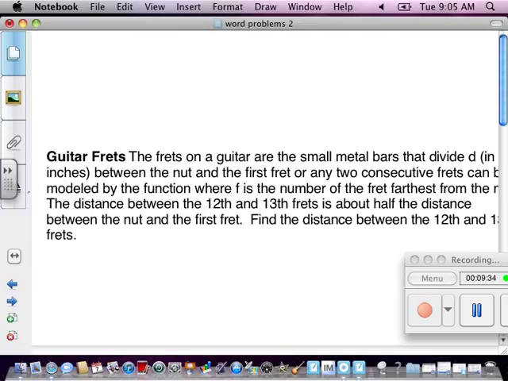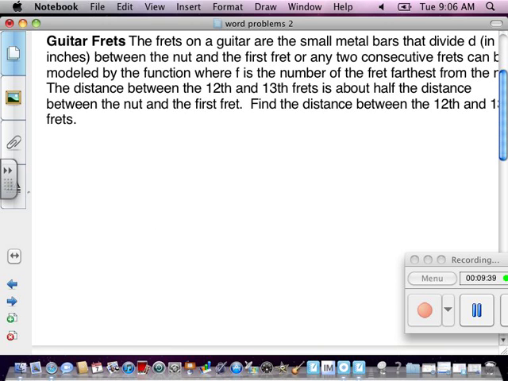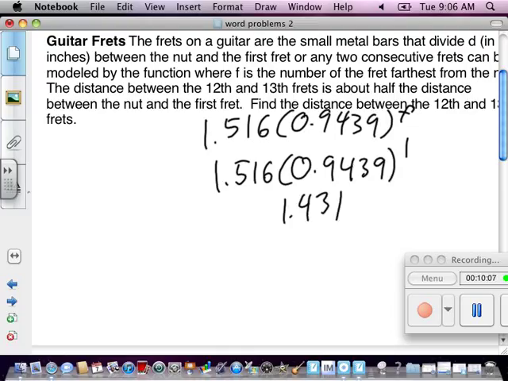Okay, this one is a little weird. It tells us that the distance between the nut and the first guitar fret is this equation. And we want to find the 12th and the 13th, which we know is half as long as this. So we're going to plug in 1 for F to figure out how much the difference between the nut and the first one is. And we get 1.431 approximately.